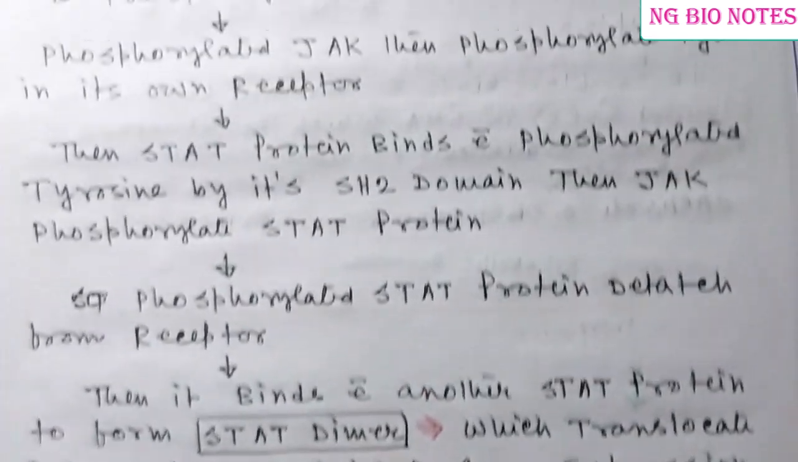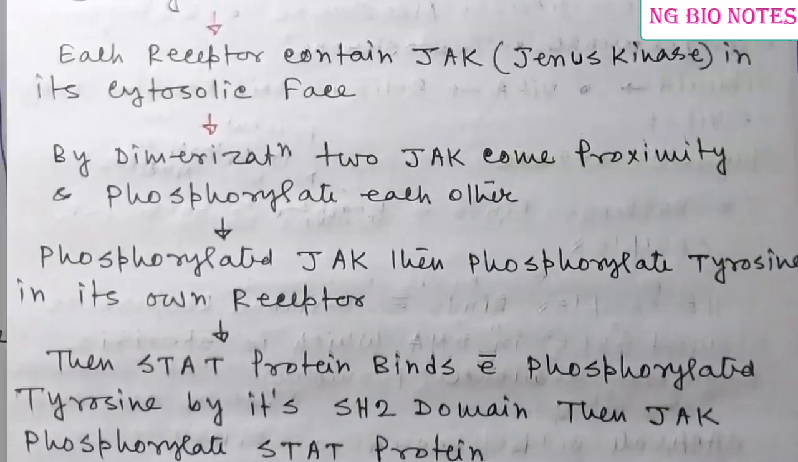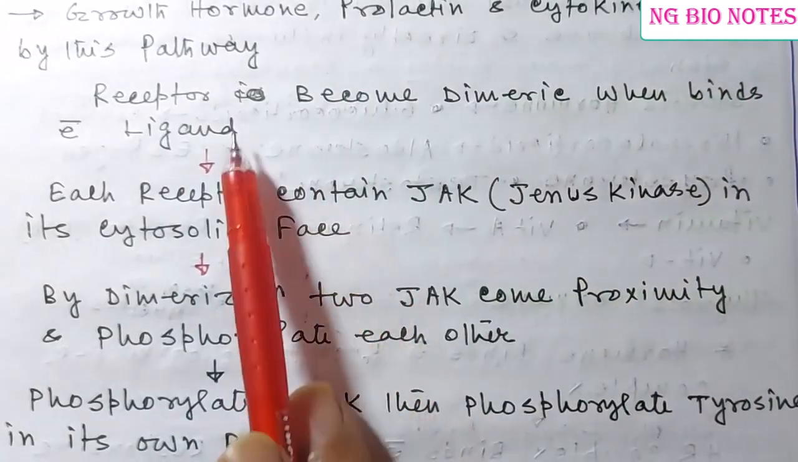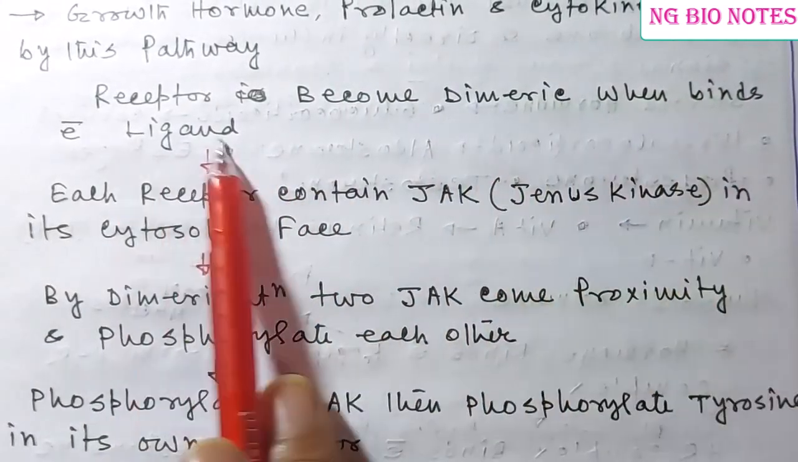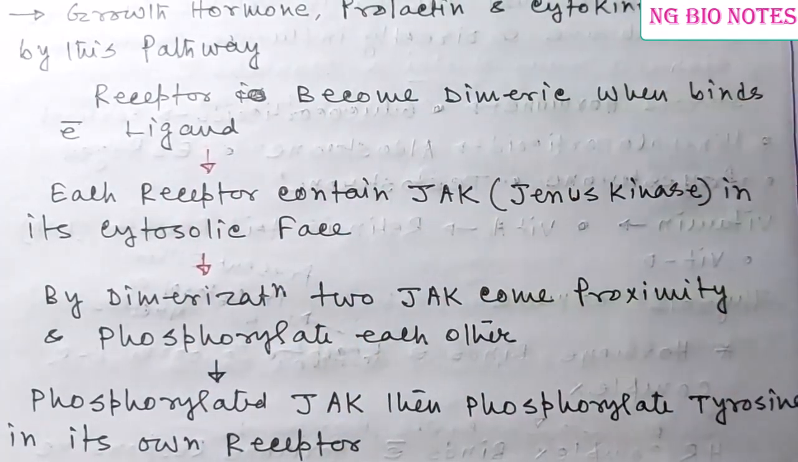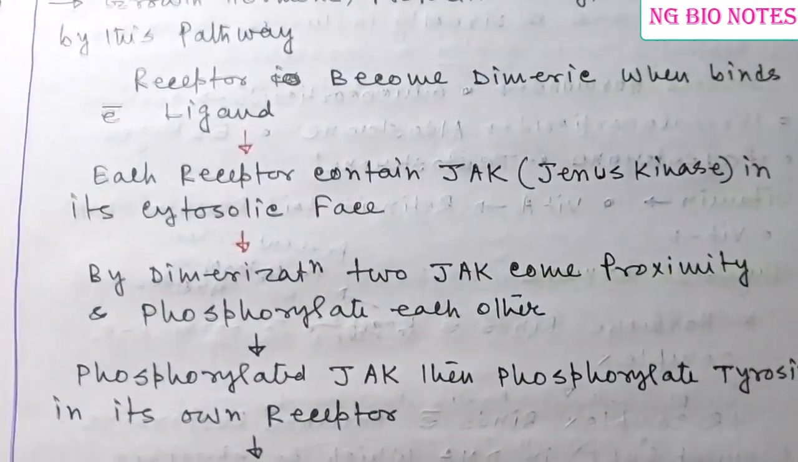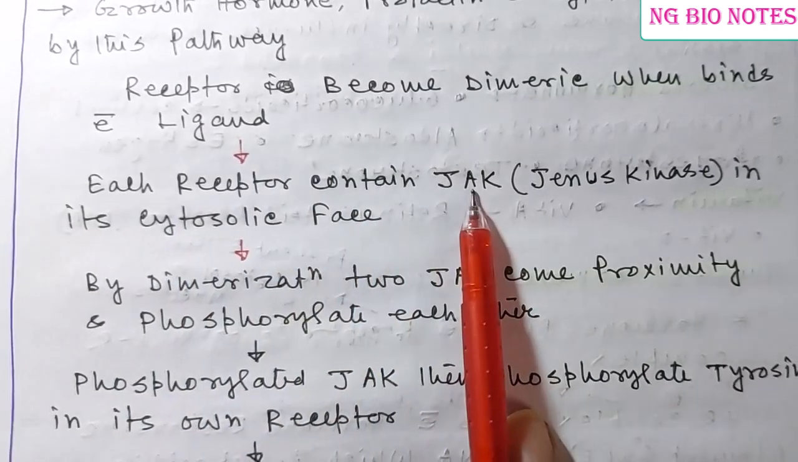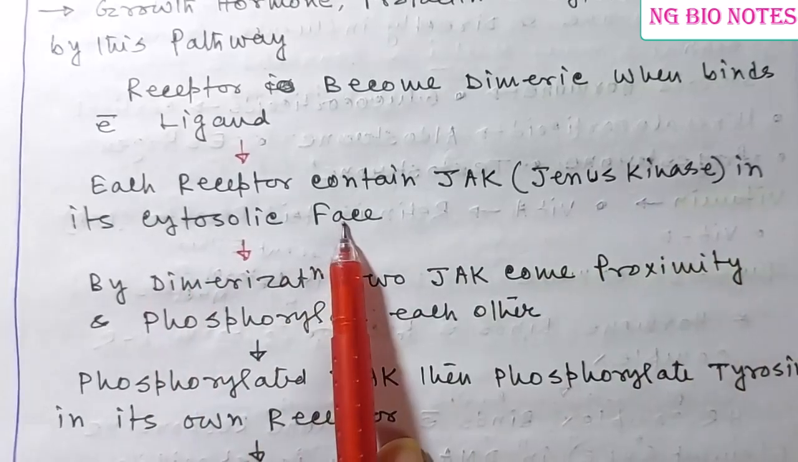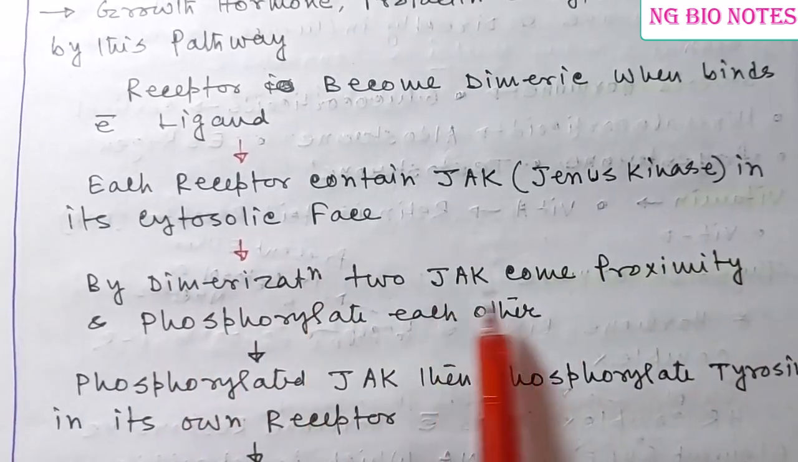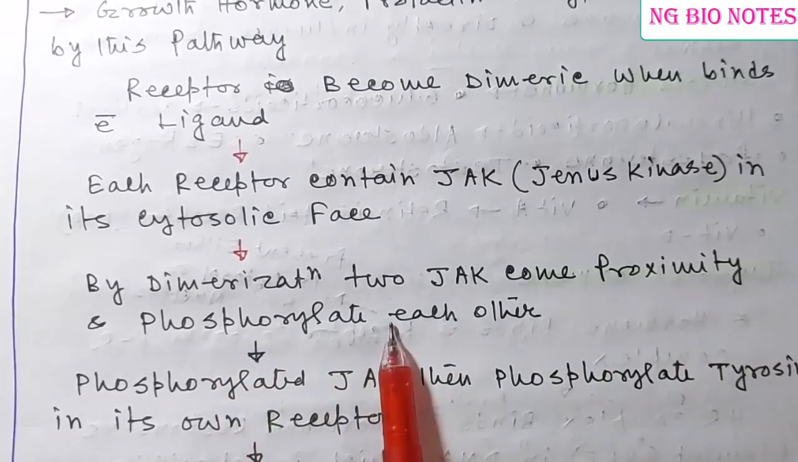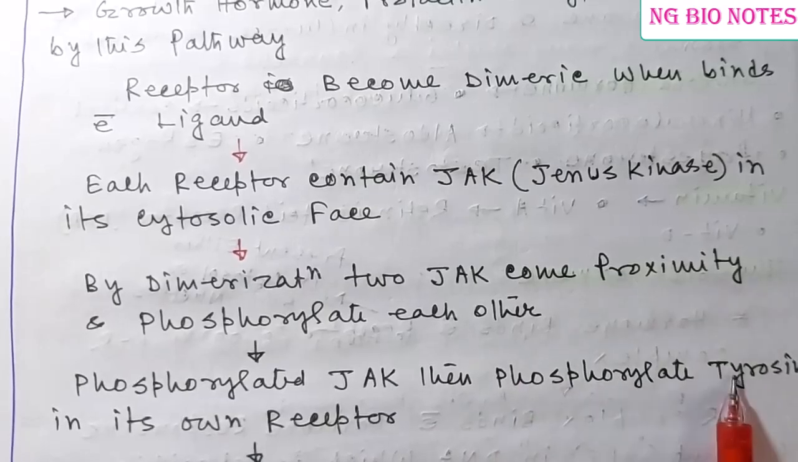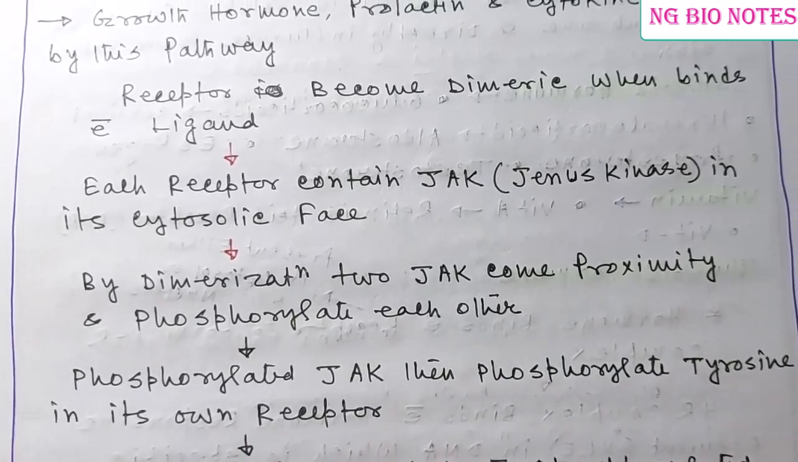Now we will see the description of this Jak Stat pathway. Growth hormone, prolactin and the cytokines act by this pathway. The receptor becomes dimeric when it binds with ligand. First the receptor remains in monomeric form, but after binding of ligand the receptor becomes dimeric. Each receptor contains Jak or Janus kinase in its cytosolic phase. By dimerization, the two Jak come into proximity and phosphorylate each other, right? Now the phosphorylated Jak phosphorylates tyrosine in its own receptor, okay?